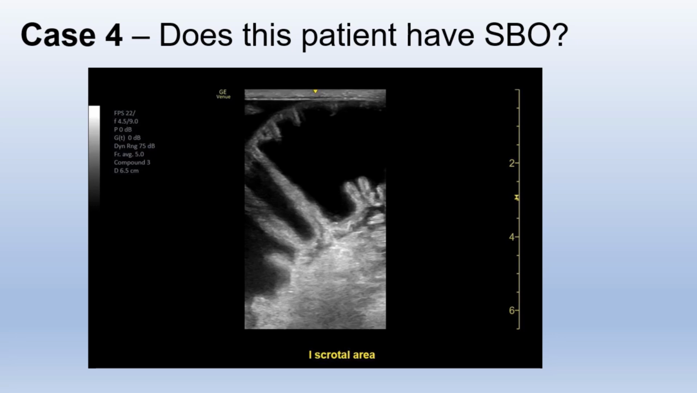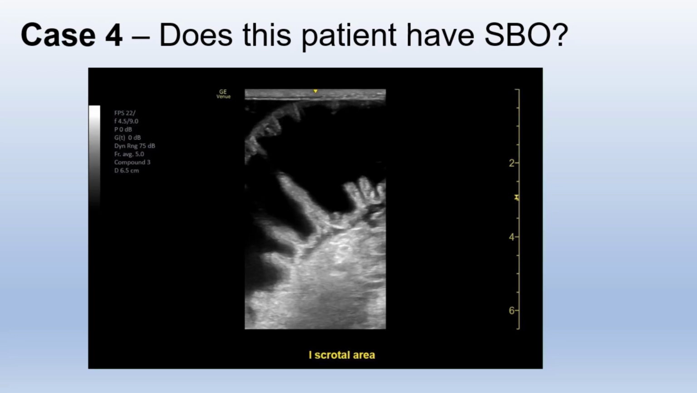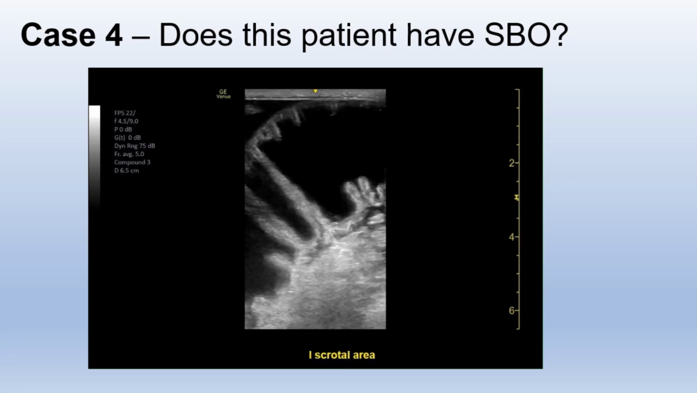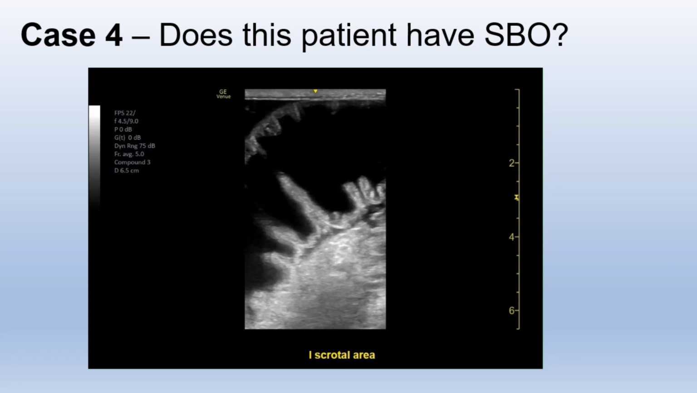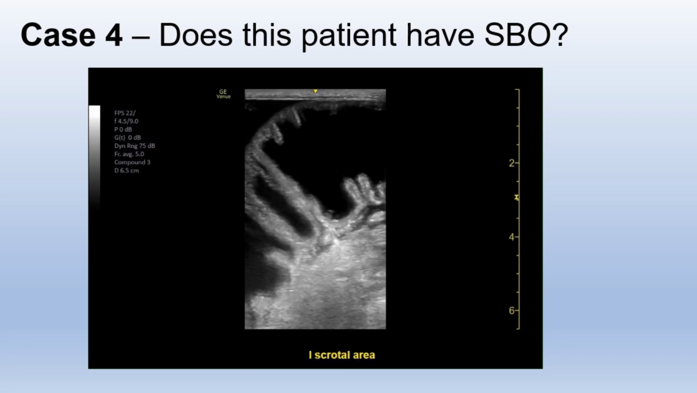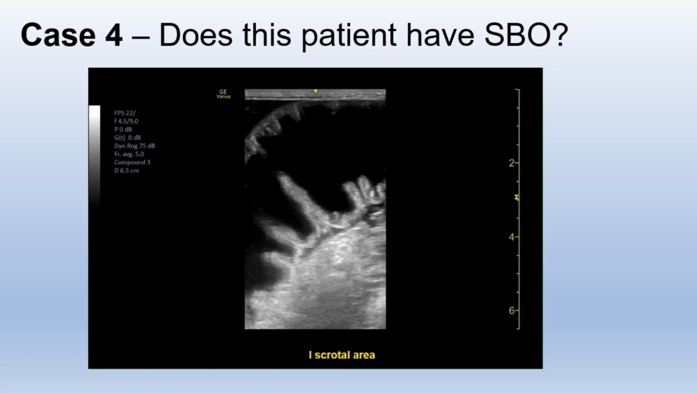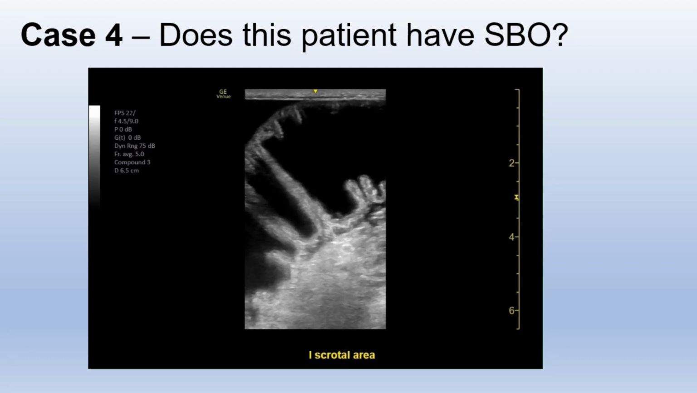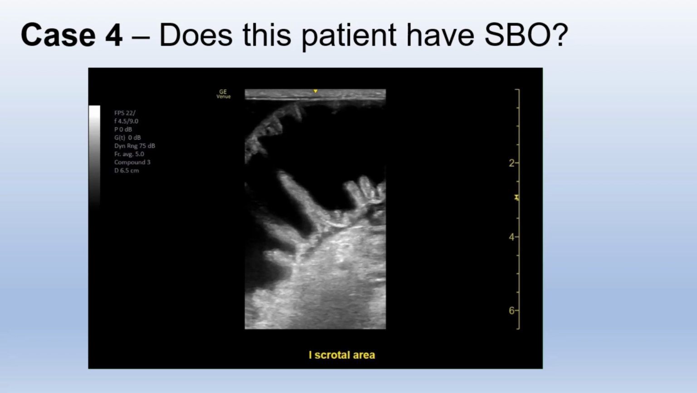Okay. Case number 4, does this patient have SBO? Okay, let's look at that again. You can see that there are some features that are similar to the last case we just saw, and yet they are different. Number one, you can clearly see that the bowel is dilated. You can also see that there is no movement. This is akinetic bowel.